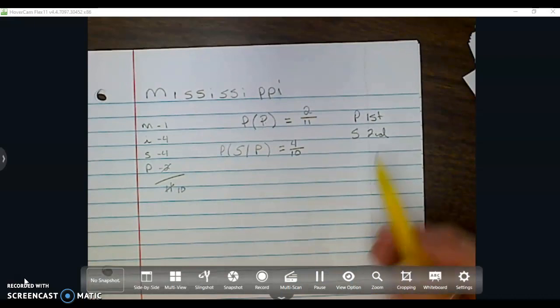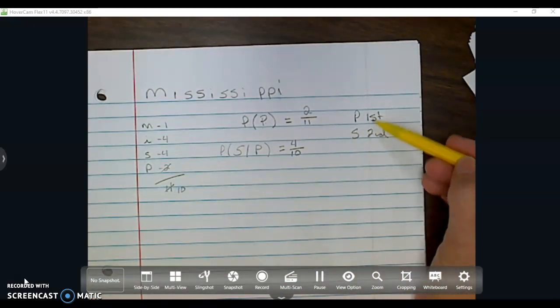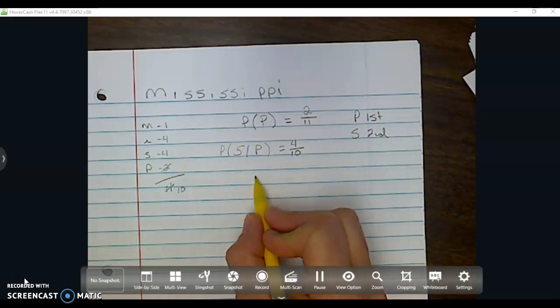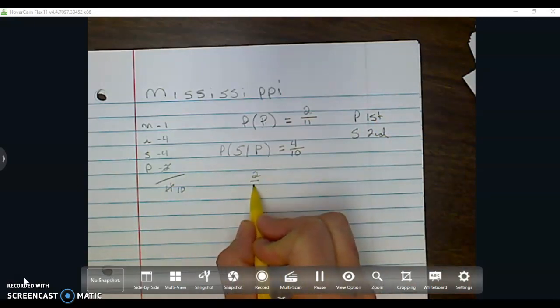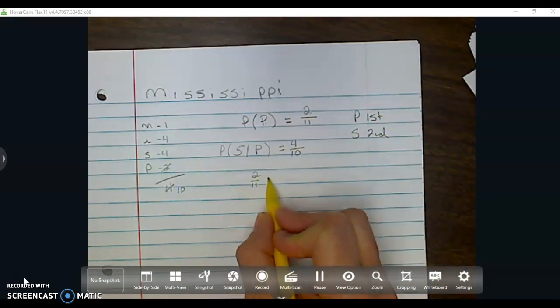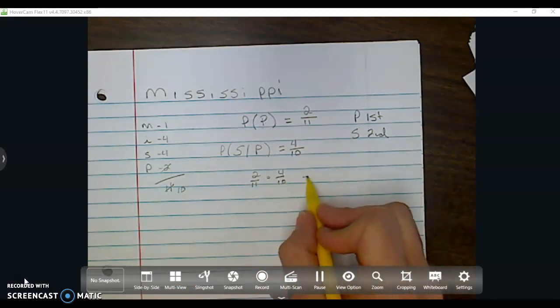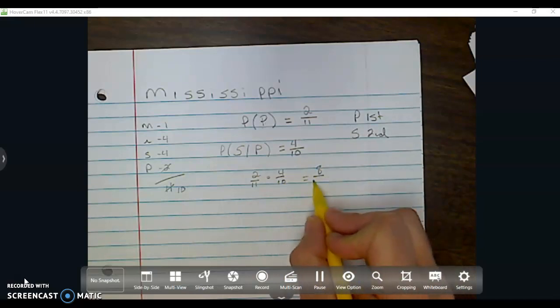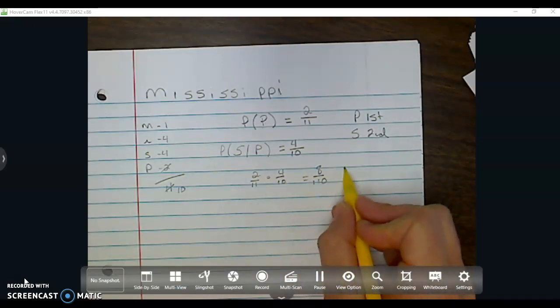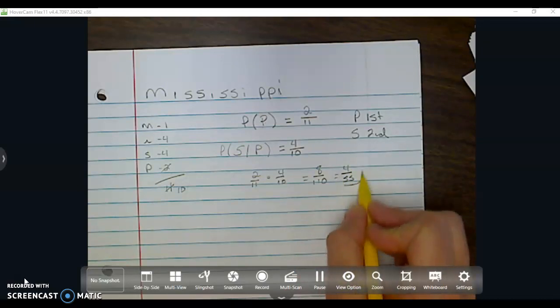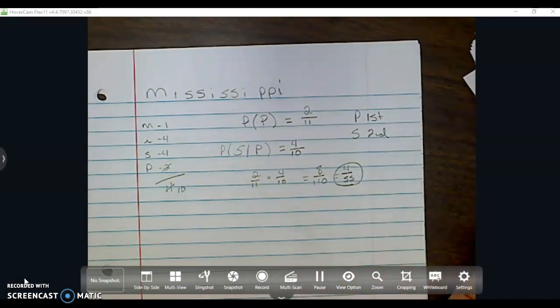If I want to know the probability that I actually chose both of those, first a P and then an S, then that would simply mean I take those two probabilities, 2 over 11, and multiply it by 4 over 10. When I do that, that's going to give me 8 over 110, or 4 over 55. So that would be my probability.